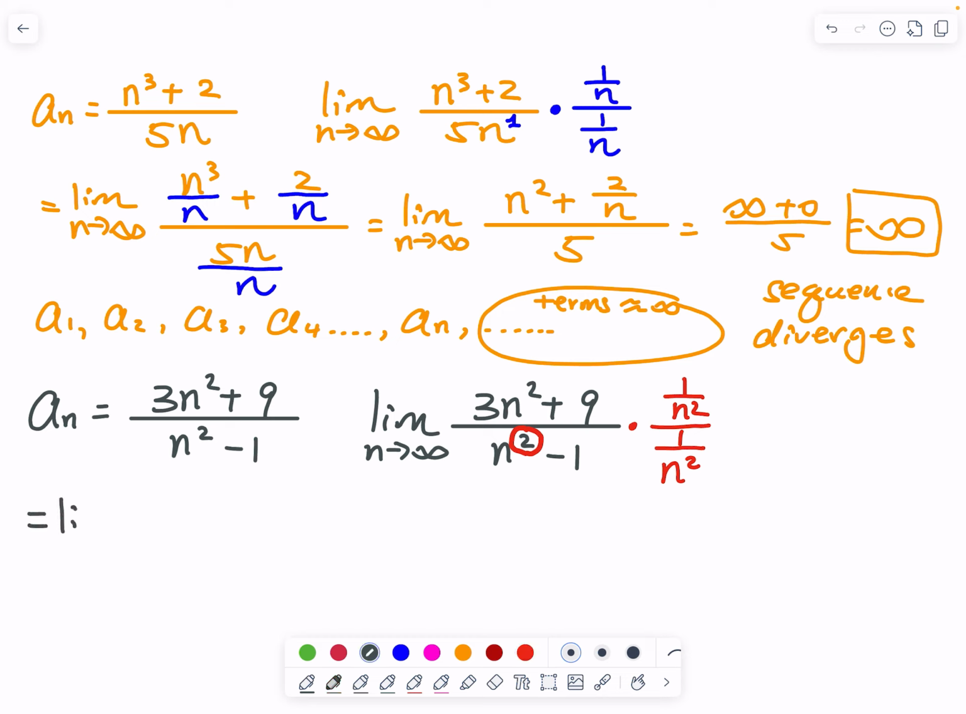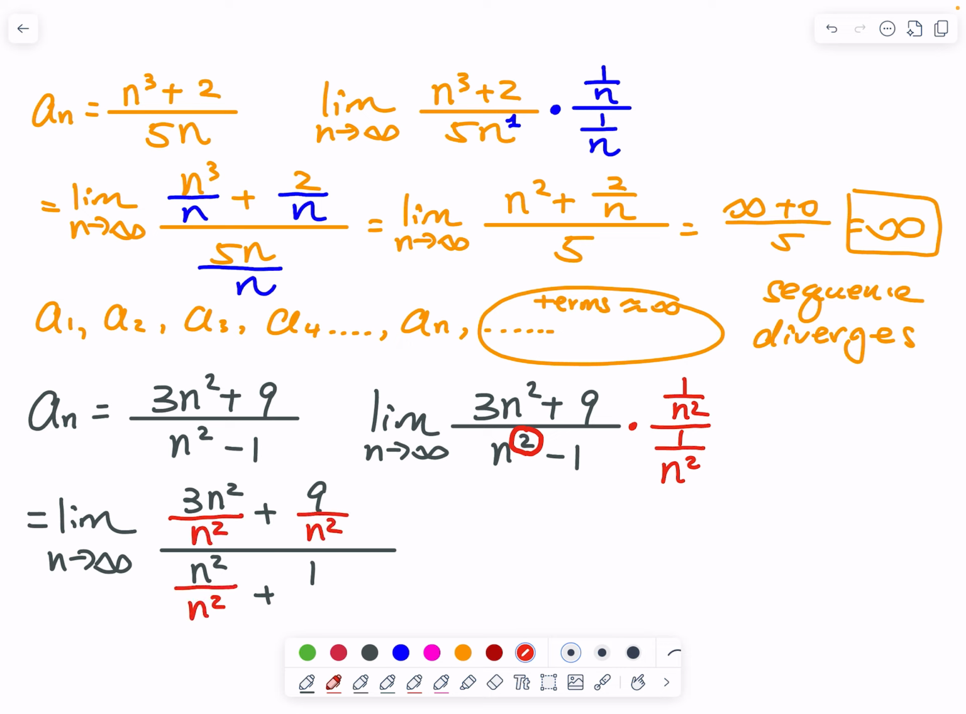That equals the limit as n approaches infinity of (3n squared plus 9) divided by (n squared minus 1), with every single term in the sequence divided by n squared. That equals the limit as n approaches infinity of (3 plus 9 over n squared) divided by (1 minus 1 over n squared). This little fraction will just become a 0.